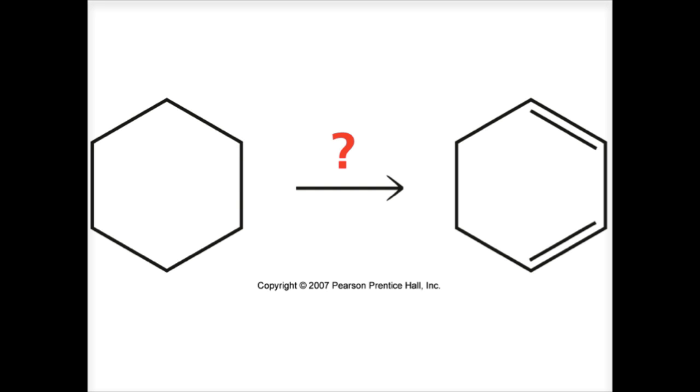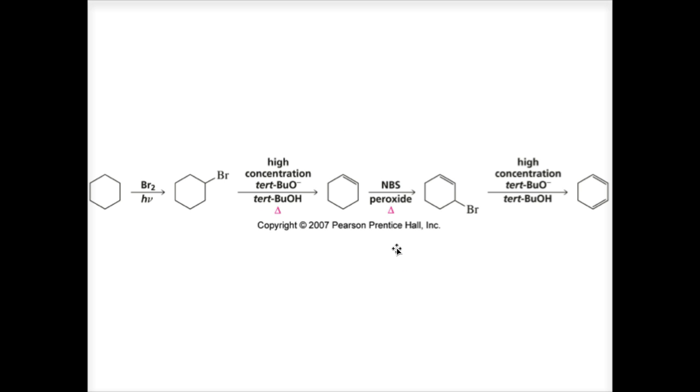This is the synthesis of 1,3-cyclohexadiene from cyclohexane. A conjugated diene is formed from an alkane, describes this overall process. What are the steps between the reactant and the final product? Here we go, there they are.